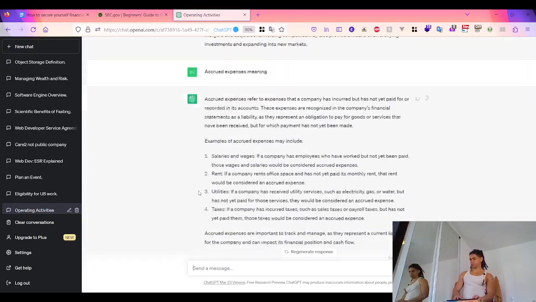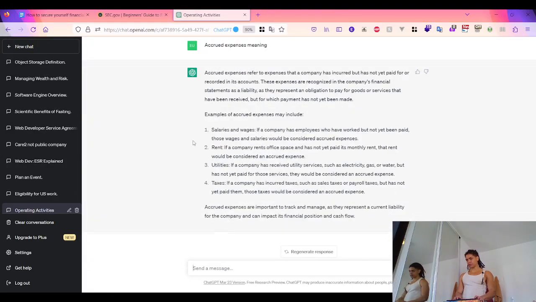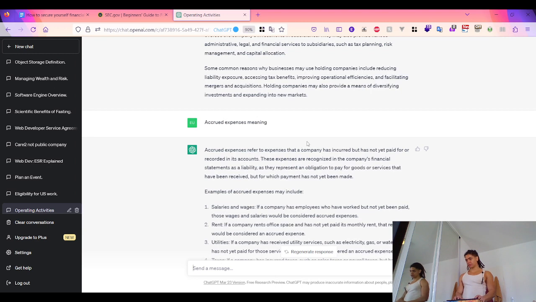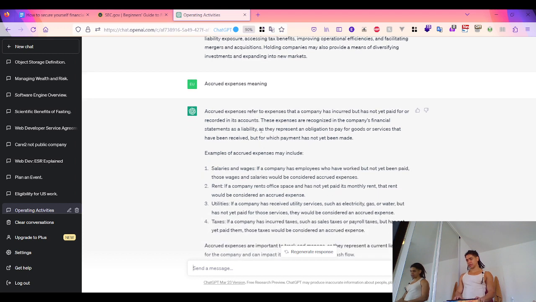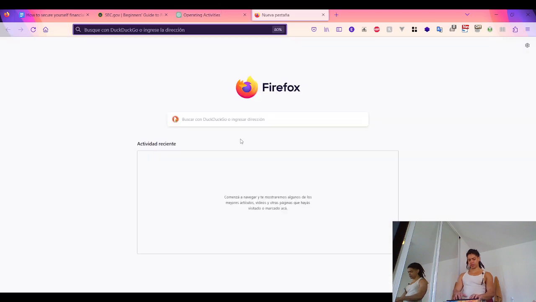Accrued expense refers to expense that a company has incurred but has not yet paid for or recorded in its accounts. Accrued expense. So how do you say that in Spanish?